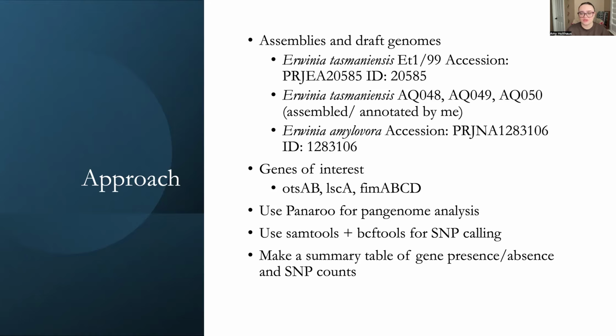And then for SNP calling, again, like we've used in class, SAMtools and BCFtools. And then I plan to make a summary table of whether genes are present or absent and the SNP count. I could do this using Python in the terminal, but I think maybe R would be a better approach for this. I don't know. We'll see when I get there what seems easier at the time, but that's my plan.